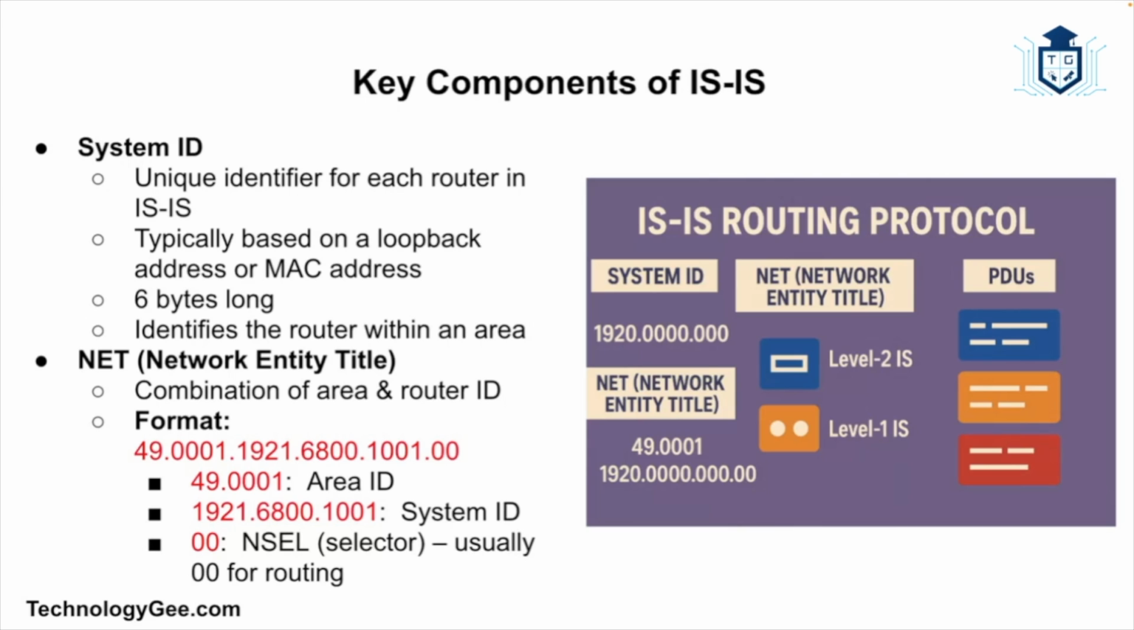Then you have what is called the NET, or the network entity title. You could think of this like a combination of an area and a router ID. It looks like this long number right here on your screen, with a 49.0001. That'll be the area ID. The middle portion is the system ID. And the last 2 zeros identify the NSEL, or the selector, which is usually 00 for routing.